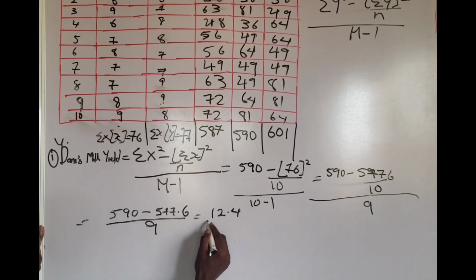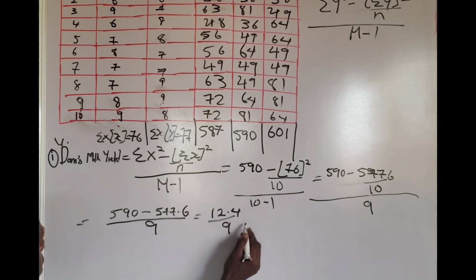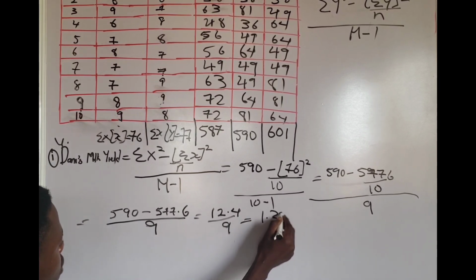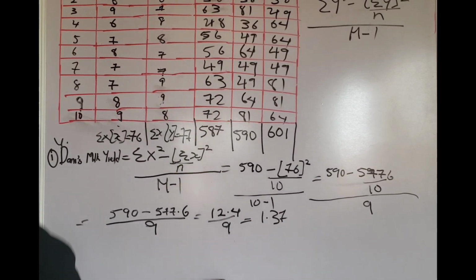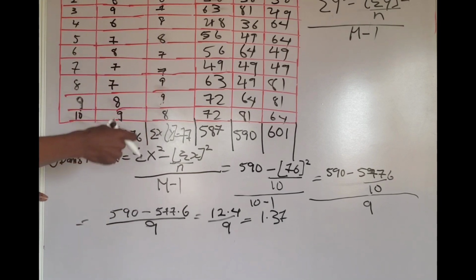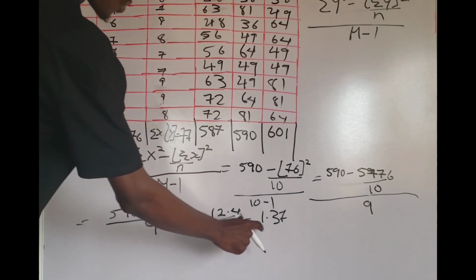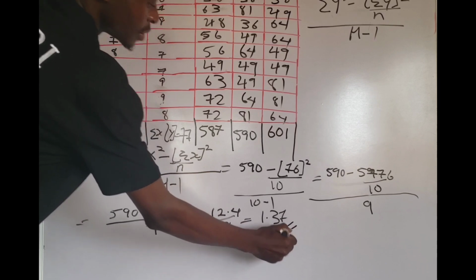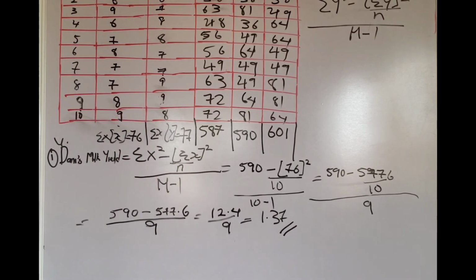12.4 divided by 9. The answer gives us what? 1.37, sir. So this tells us the variance component of the dam's milk yield is 1.37.